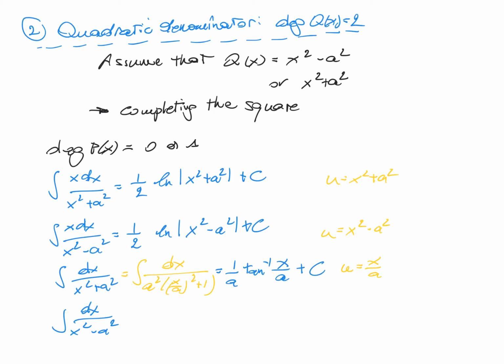And then the fourth case, which is a little less obvious, we will see how to do it, but the solution for this is 1 divided by 2a times the logarithm of x minus a divided by x plus a plus a constant. So how do we find this last formula then? What we will do is we'll try to write the integrand as a sum of two fractions with linear denominators.